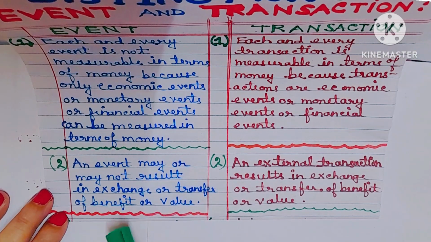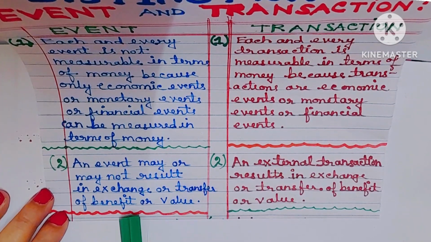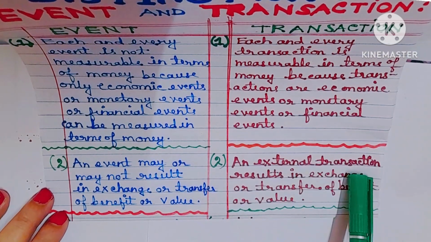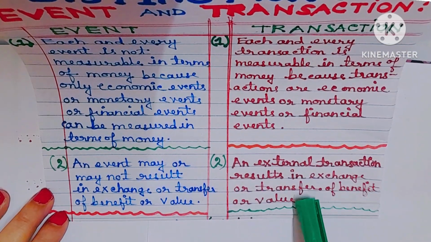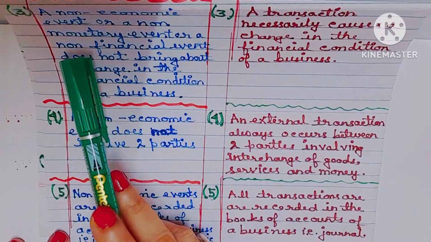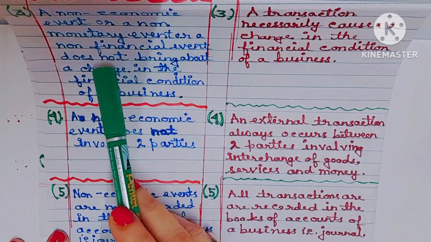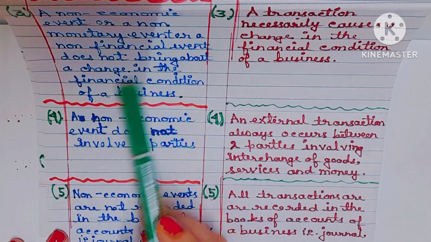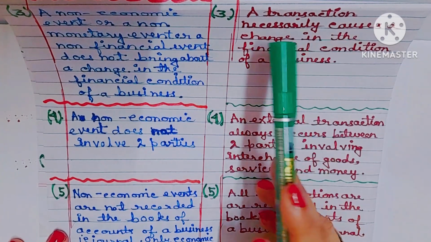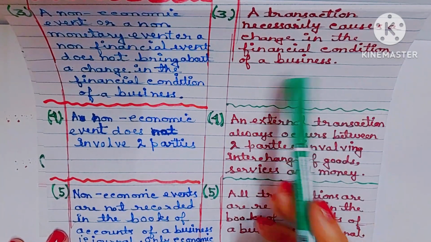Number two, event. An event may or may not result in exchange or transfer of benefit or value. Number two, transaction. An external transaction results in exchange or transfer of benefit or value. Number three, event. A non-economic event or a non-monetary event or a non-financial event does not bring about a change in the financial condition of a business. Number three, transaction. A transaction necessarily causes a change in the financial condition of a business.